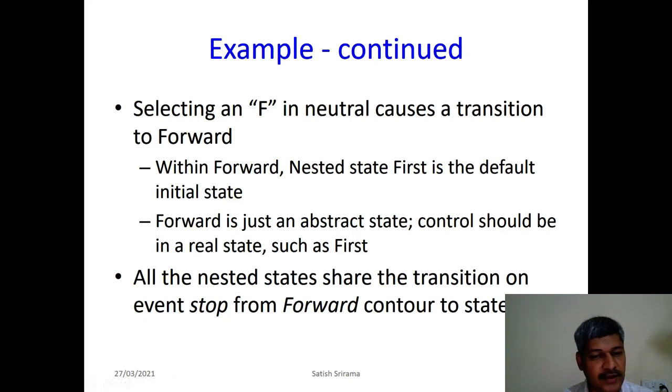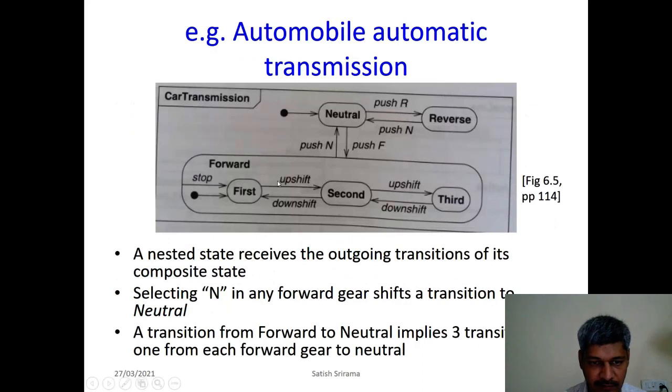Conceptually, you can think of forward as just an abstract state. If you are pushing an F, you are moving to the forward composite state, but it's just an abstract state. With forward, you don't mean anything. Control should always be in a real state. So we want to push the control to the first state. Forward, even though it is a composite state, has no meaning. It is an abstract way of saying it. So push F eventually has to go towards an exact state. In this case, it has to go to this first state.